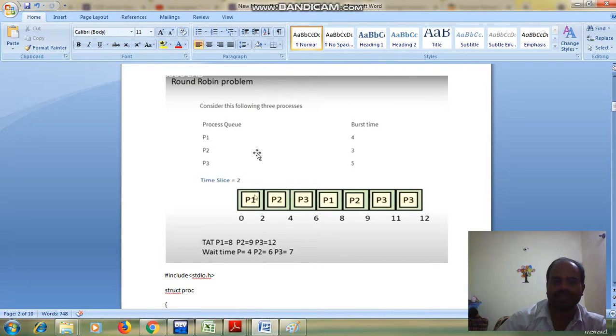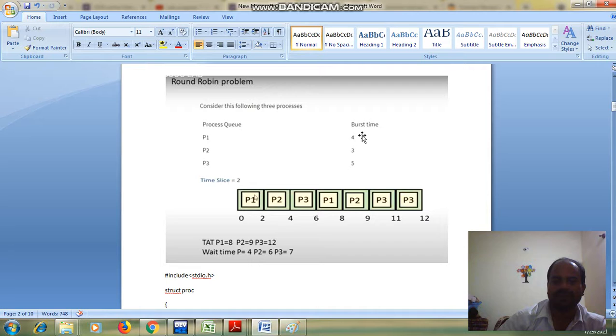Next 2 seconds P2 will be allocated. Now how much burst time is left? 2 seconds is given already to P1, so it is 2. P2 is also given 2, so here it is 1. So 2, 1. Next P3 will be given 2 seconds, so P3 will be 3. So 2, 1, 3.